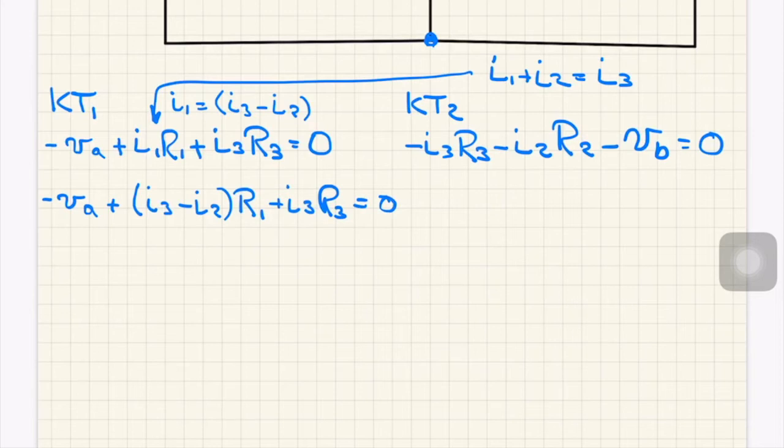Now again, my strategy here is to get I2 on the left-hand side on both these equations. And I can continue with this equation, or I can move to the other equation, doesn't really matter. But the nice thing is that already I have both these equations, the KT1 equation and the KT2 equation, now in terms of just two variables. I have two equations, two variables. I know I can solve this. That's just what the math tells me.